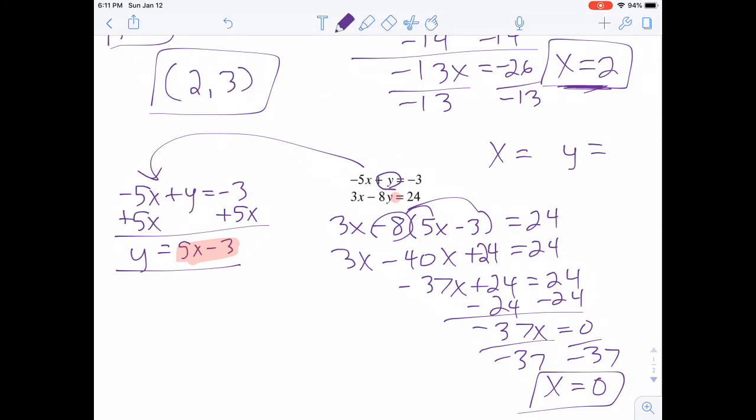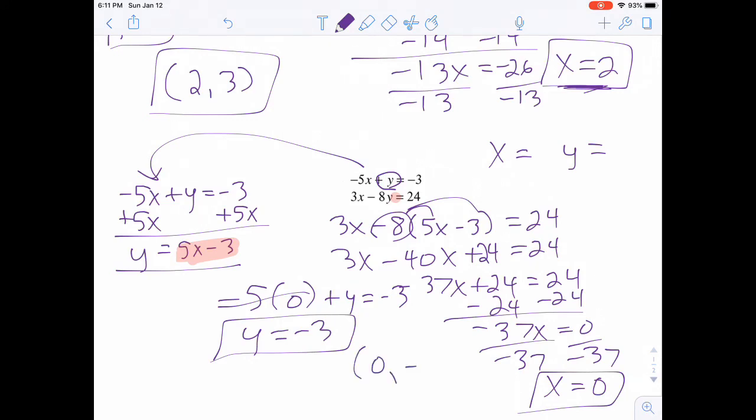Now I'm going to substitute 0 into one of the originals here. So I'm going to pick the top one. Negative 5 times 0 plus y equals negative 3. Negative 5 times 0 is 0. Y equals negative 3. Nice and easy solved there. But remember, the solution has to be a point. (0, negative 3).